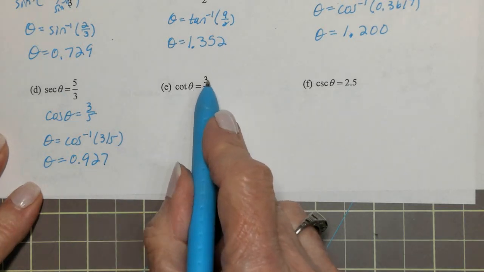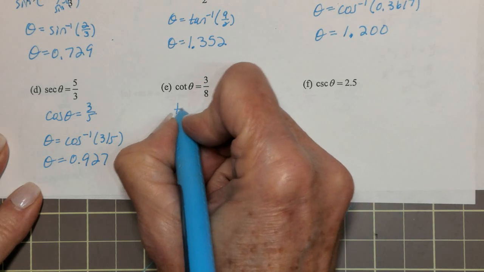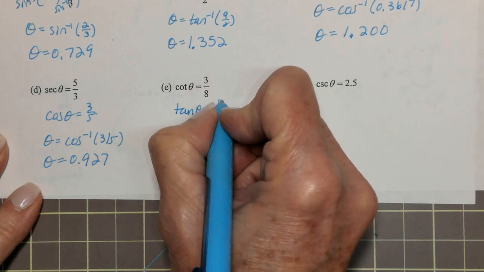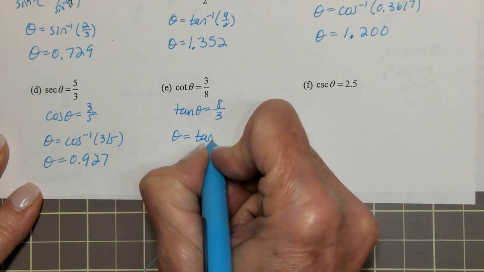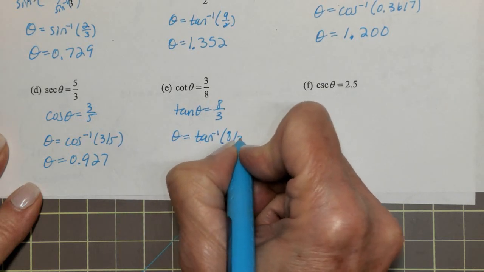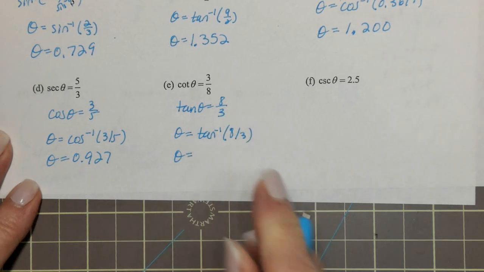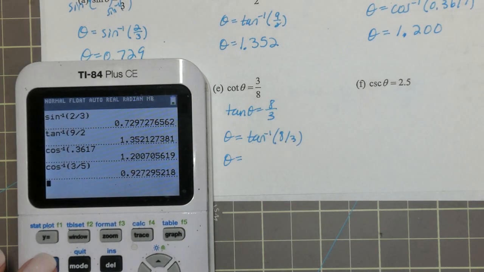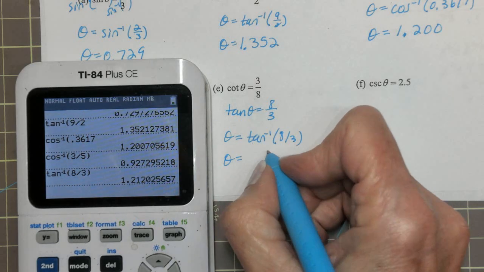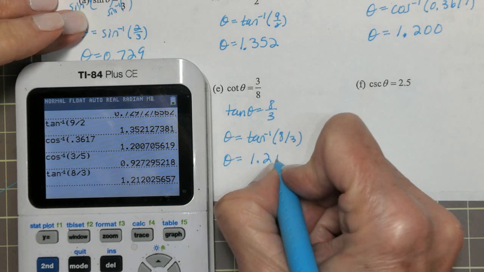Cotangent of theta is 3 over 8. Therefore, tangent of theta is 8 over 3, and theta is tangent inverse of 8 over 3, which is 1.212.